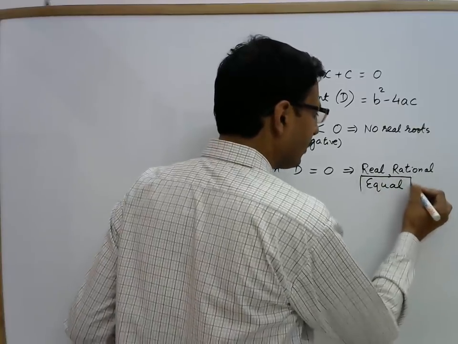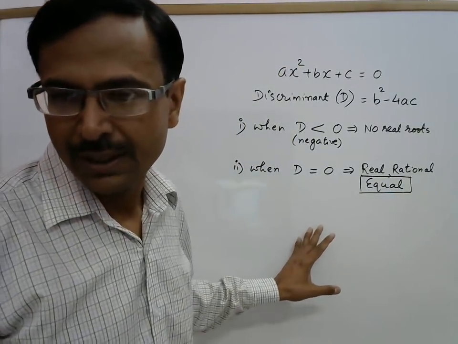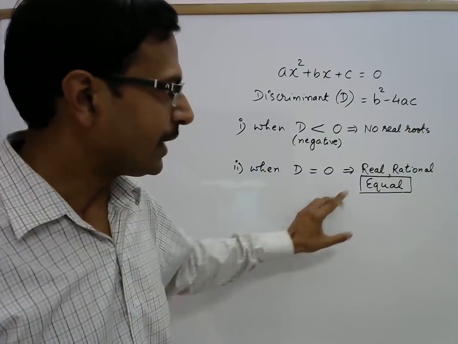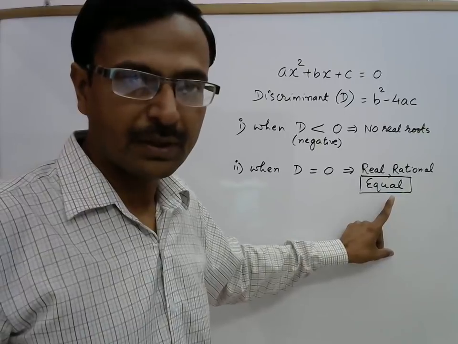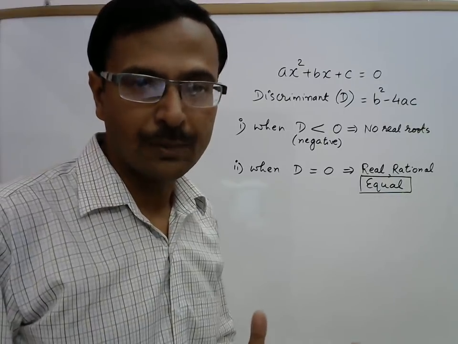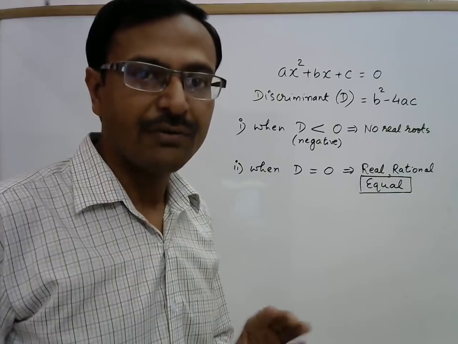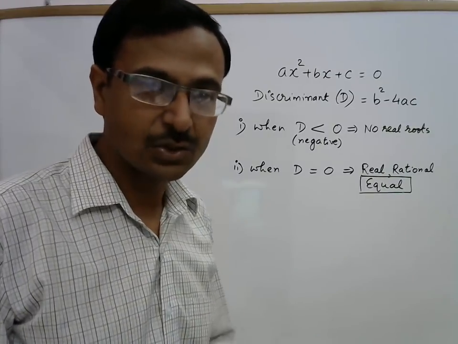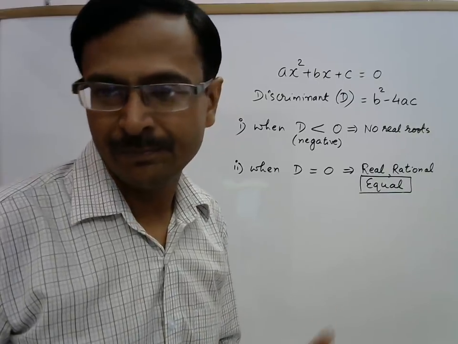So this is very, very important that when the discriminant of a quadratic equation is 0, then the roots are real and rational, but very important that you remember that the roots are equal. So any quadratic equation which has discriminant as 0 will have equal roots. That means the two solutions you will get, both will be same.